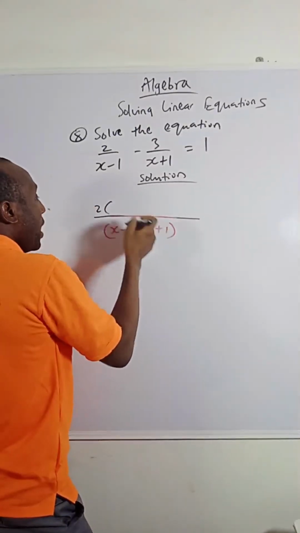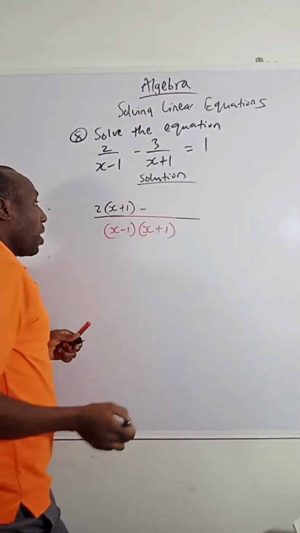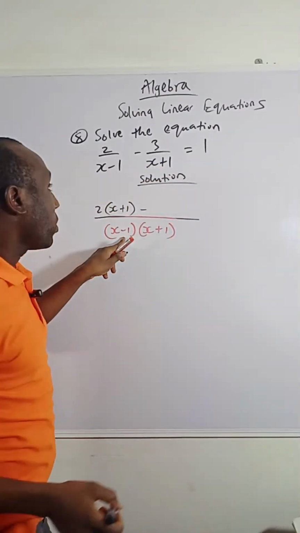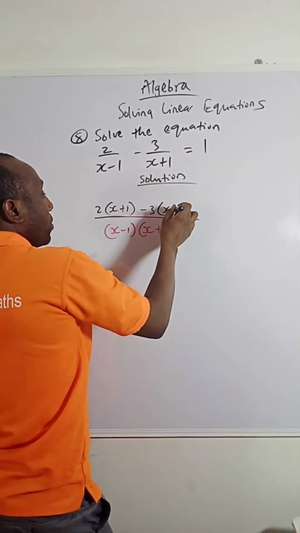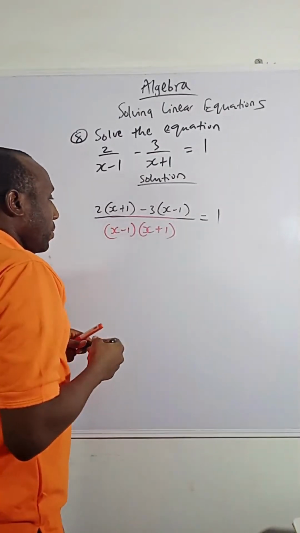That's going to be 2 bracket x plus 1. Then we have this minus here because we are subtracting. Then x plus 1 into this, you have x minus 1. So you have 3 bracket x minus 1, and all is equal to 1 as we have here. Are you still with me?